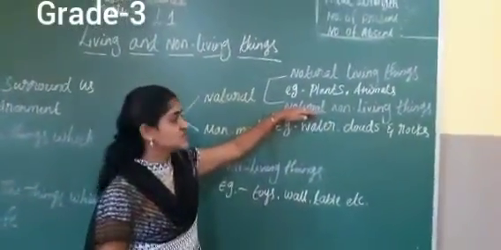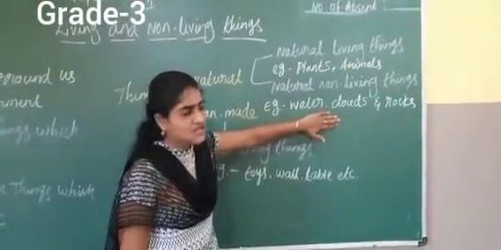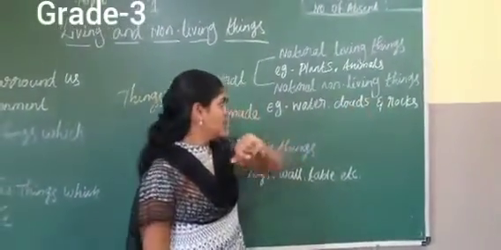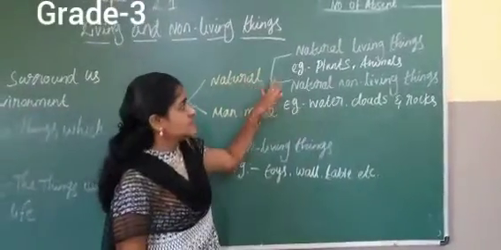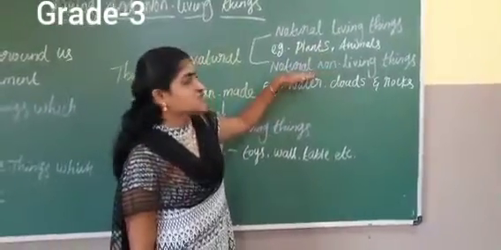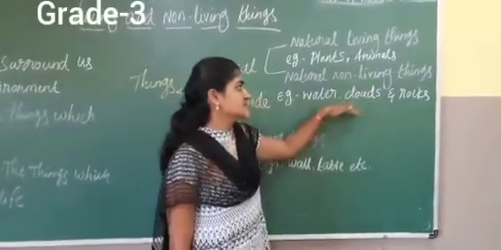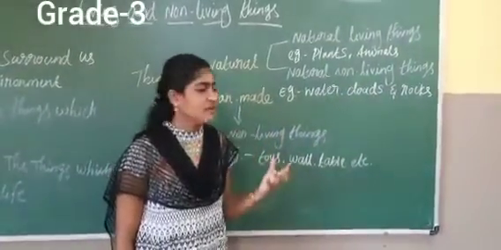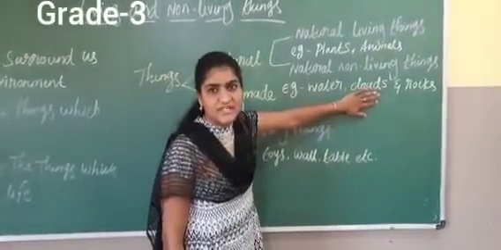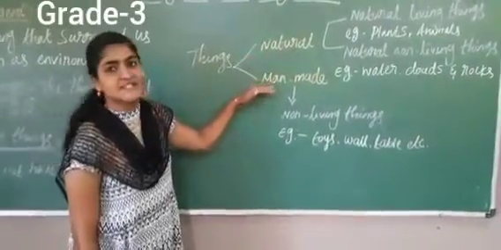And what is meant by natural non-living things? The things that do not have life but are made by nature. For example, water, clouds and rocks. Okay, in nature there are two types. Natural living things, for example plants and animals, have life, and natural non-living things, for example water, clouds, rocks, sun, star. Like this you can give many examples, because they do not have life but are made by nature. And among things there is one more type, that is man-made.